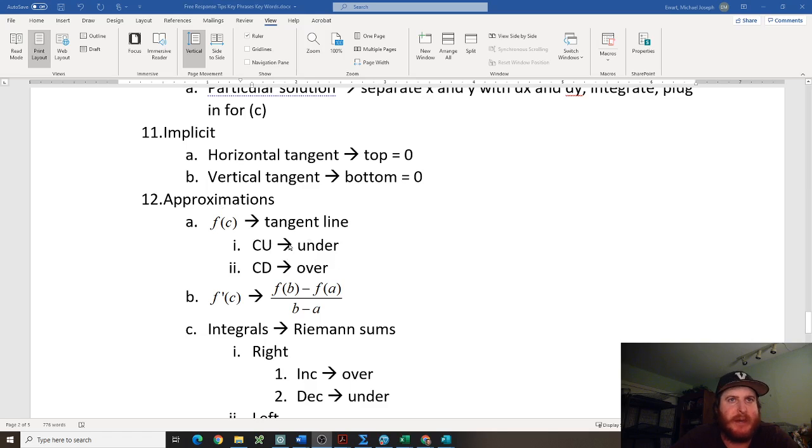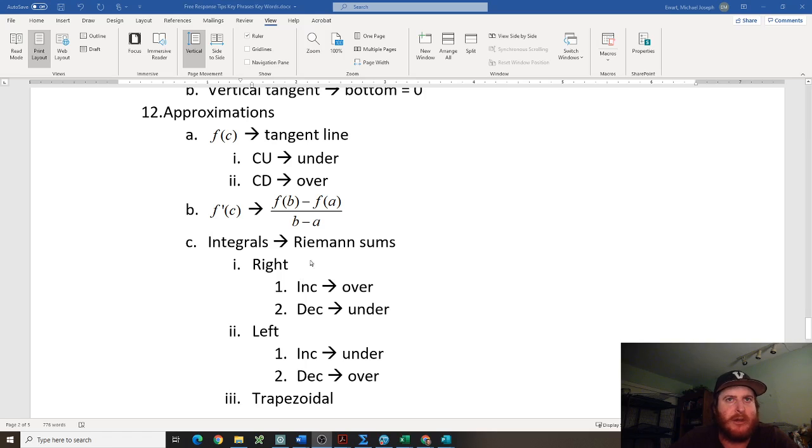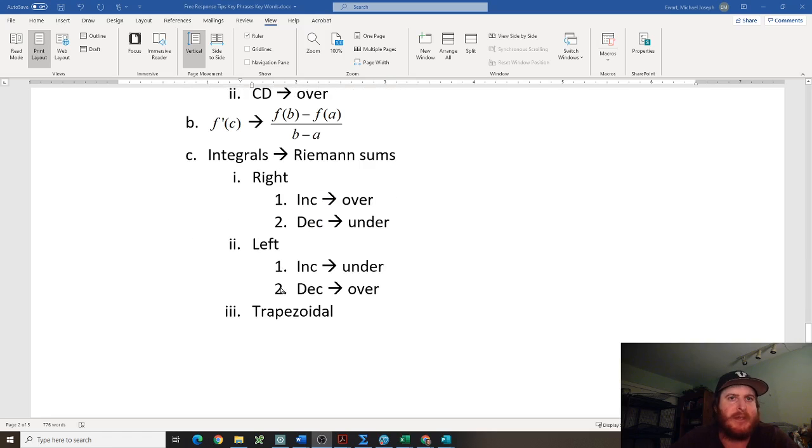And then for approximations, anytime you see the word approximation, if it asks you to approximate f of c, use a tangent line. That's like the y value. Sometimes they ask you, is it an over or under approximation? If it's concave up, it's under. If it's concave down, it's over. For f prime of c, they might ask for the derivative. You do f of b minus f of a over b minus a, right? y2 minus y1 over x2 minus x1. And then if they ask you to approximate integrals, we do Riemann sums. We do a right Riemann sum, a left Riemann sum, or a trapezoidal, and make sure you know, for right, increasing is an over approximation, decreasing is an under approximation.